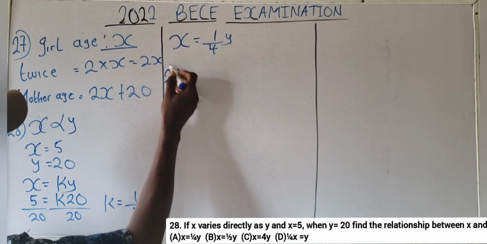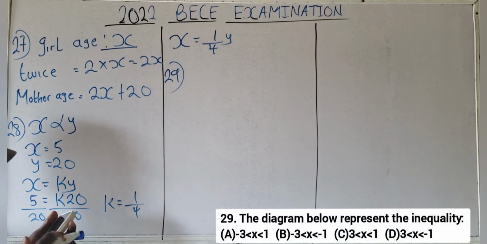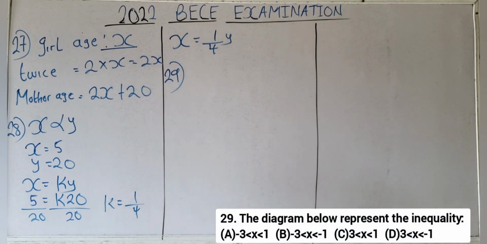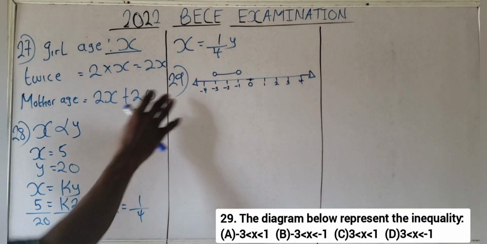Okay, let's proceed to question number 29. For question number 29, we are given a diagram. So I'm going to draw the diagram on the board. Just pay attention. For question number 29, we are given this diagram.